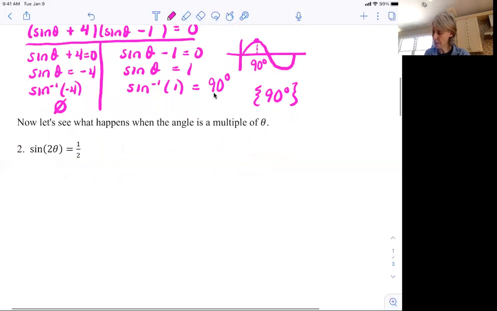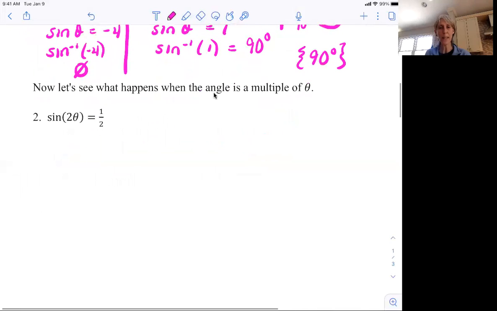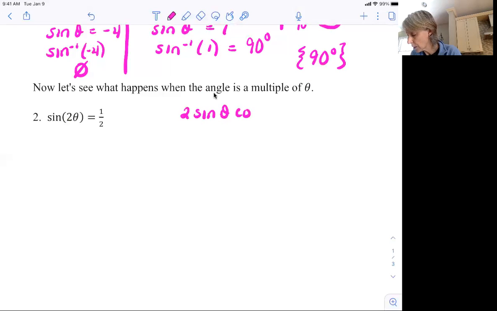Now let's see what happens when the angle is a multiple of pi. Now we saw a similar example yesterday. What do I mean by a multiple of pi? Well, there's a number out in front of that theta. So yesterday when we solved a problem like this, we rewrote this using one of our properties.